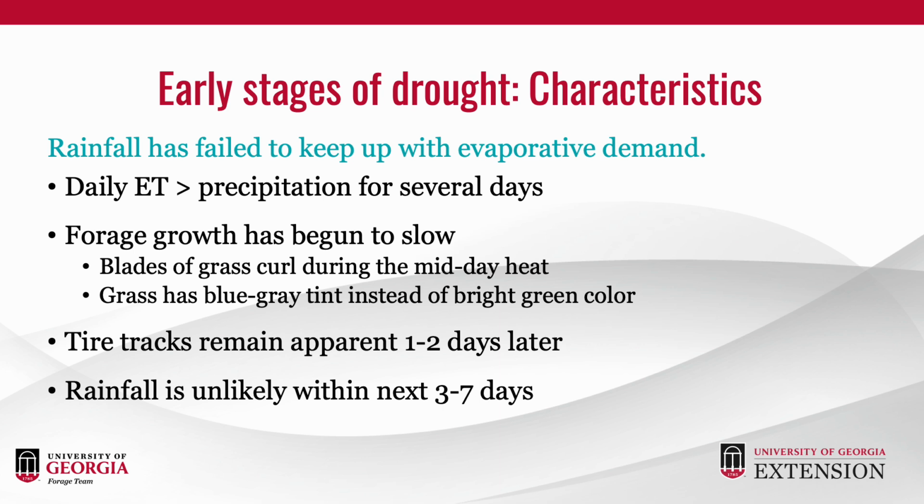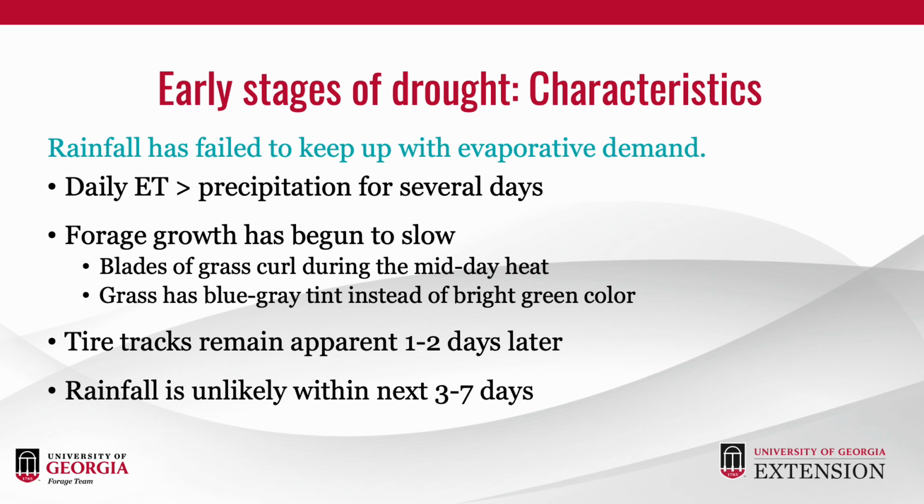At this point, forage growth has begun to slow down, and we can see that this effect is masked if you have low fertility or pH in your pasture or hayfield. The blades of the grass are starting to curl in the midday heat, and you may see that the grass is starting to have kind of a blue-gray tint instead of the bright green color that we expect.